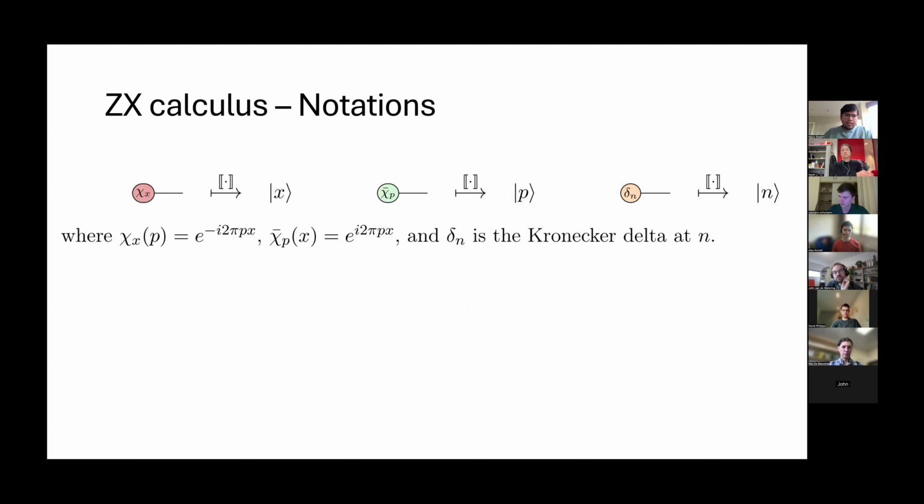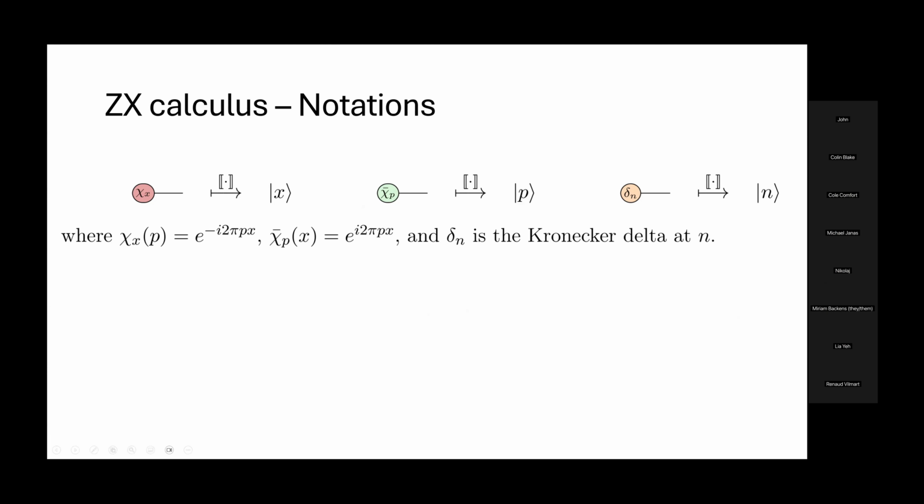Now, using these spiders, we can describe the basis states that I mentioned before. I can label the X spider with the function e to the minus i px, and this function corresponds to the basis state ket x. So a state diagram with one output is ket x here. Similarly, I can have ket p using the Z spider. And for the Fock basis, I can just label the Fock spider with the Kronecker delta function delta n, and that gives me ket n.